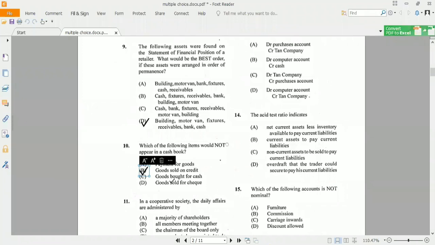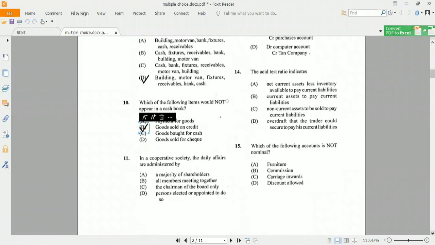All right, so next question, number 11. In a cooperative society, the daily affairs are administered by... and remember, the cooperative society is similar to the company.